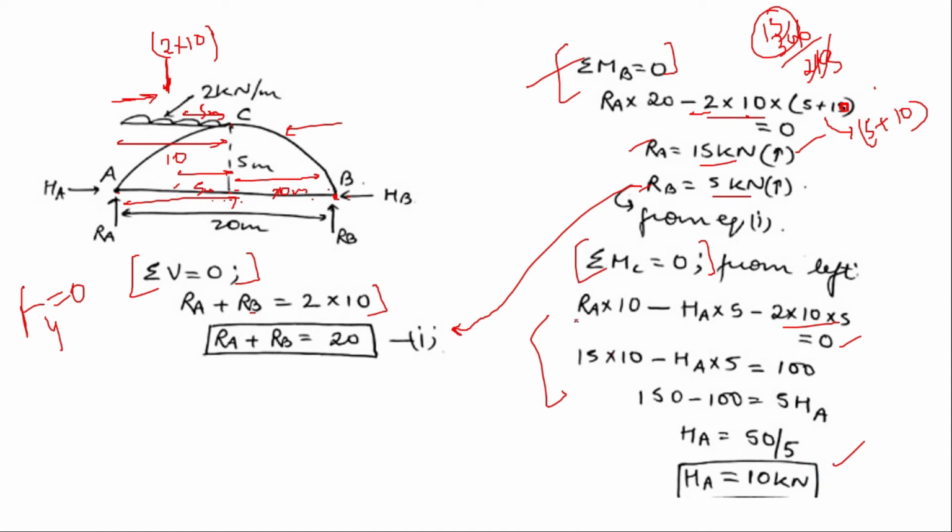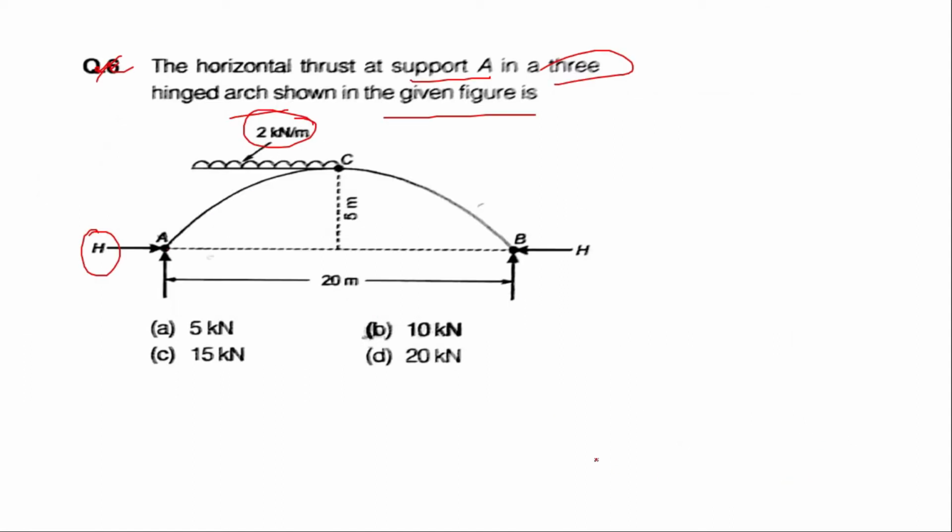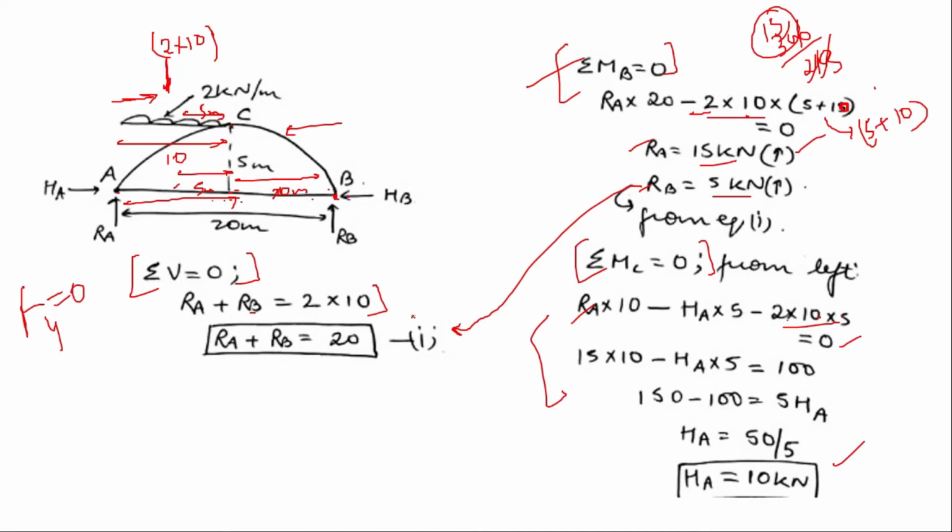Okay, we put the value of RA from here, that is 15 into 10 minus HA into 5 is equal to 0. We take this value to the other side, equal to 100, 20 into 5. So 150 minus 100 is equal to 5 HA. So HA will be 50 over 5, that is 10 kilonewton. Okay, so the answer value is 10 kilonewton. So the correct answer for this equation is B.